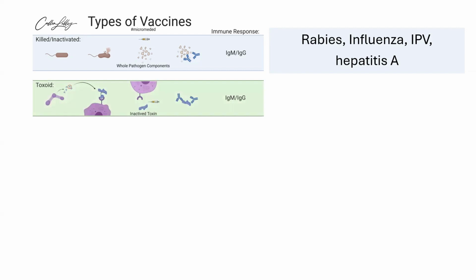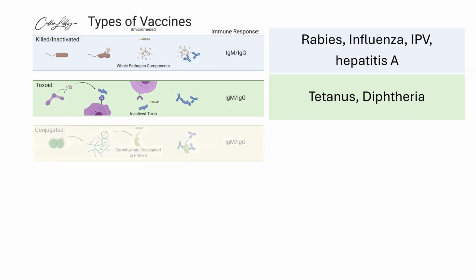There are also toxoid vaccines, which use a product of the bacteria typically that is able to engender an IgM or IgG response. The most common one we think of is tetanus and diphtheria.